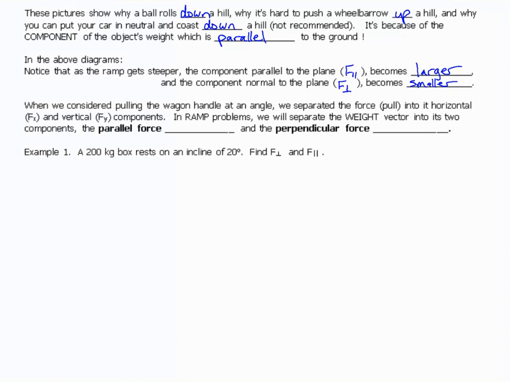When we consider pulling the wagon handle at an angle, we will separate the force, or the pull, into the horizontal, or the force in the X, and the vertical, the force Y components. In ramp problems, we will separate the weight vector into its two components. We need to find the parallel force and the perpendicular force.